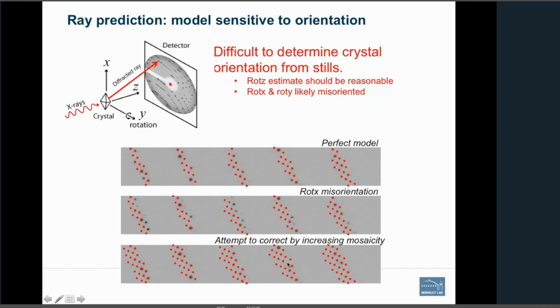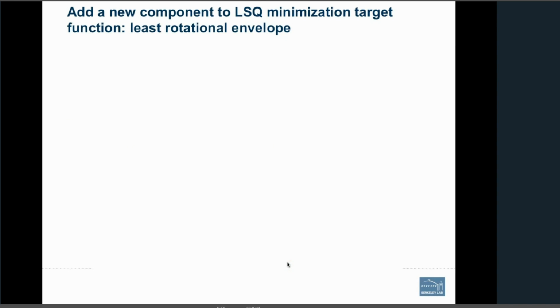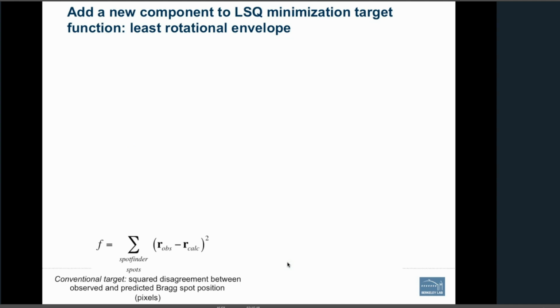We can compensate for this by increasing our mosaic estimates, which will cause more reflections to be in the diffracting condition, but we don't want to do that because then we'll be integrating noise. So instead, what we need is a stable refinement target to improve our X and Y rotation estimates. And so we add a new minimization target to our function. Let me explain what I mean by that.